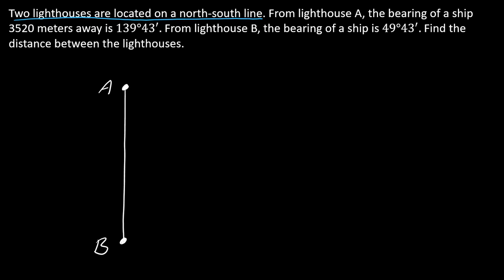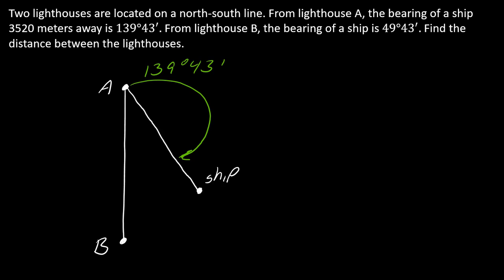Okay, and then it says from Lighthouse A, the bearing of the ship. So we know the distance is this. Here's the bearing. From A, I need to go out this direction to the ship, and this comes out to 3,520 meters. So this is the first part. Then Lighthouse B says the bearing of the ship is 49 degrees and 43 minutes. So if I now draw from B, going out this way, here's me making that angle, and the ship is going to be somewhere around here. That is the first part of this.